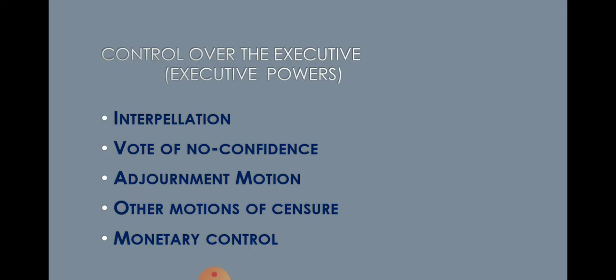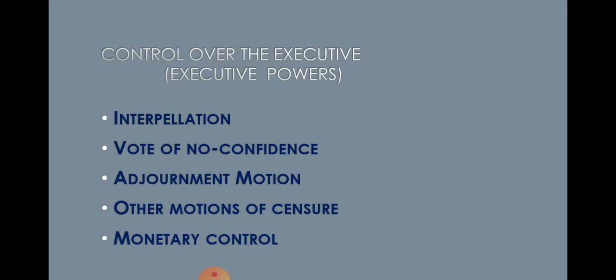The third one is adjournment motion. Adjournment motion also we studied: a motion that seeks to lay aside all other business of the House and take up a matter of particular importance. This motion of adjournment is another method of controlling the executive. Motion for adjournment is aimed at censuring the acts of omission and commission of the ministers.